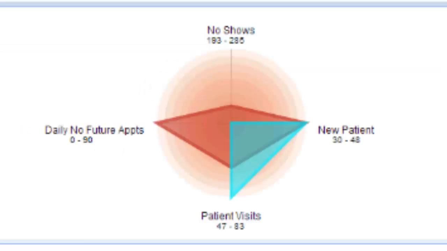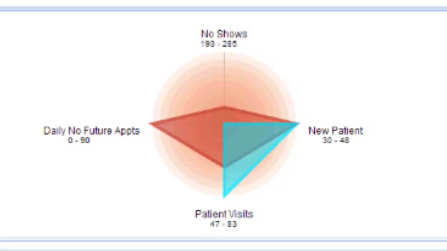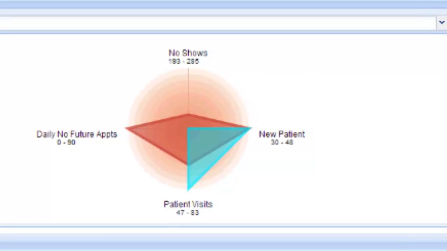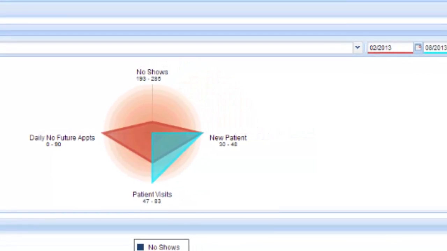So for our radar chart today, I only brought up the 4 metrics that the front office staff would have a need to keep an eye on for patient relationship management. Those metrics are the no-shows, the new patients, the patient visits, and the daily no future appointments. I'll just go over briefly how this radar chart works. This radar chart compares 2 different months, and you can select those months at the top right.